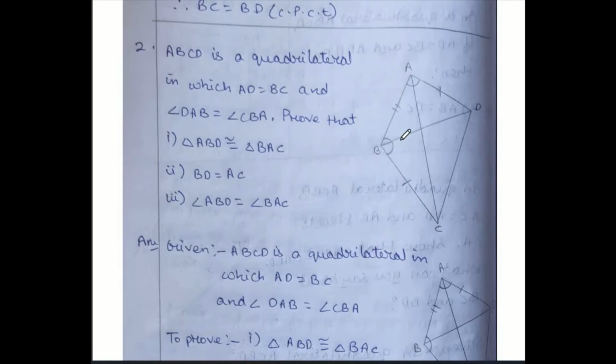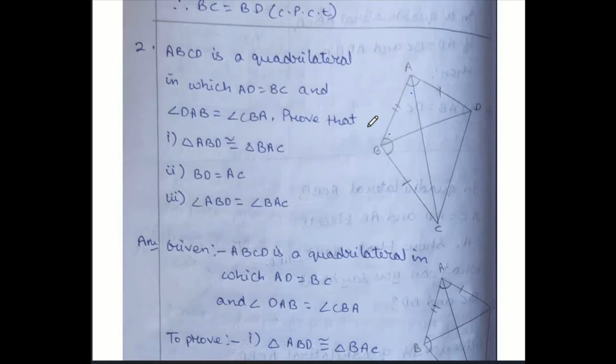Then second, you are going to prove BD and AC both are equal. And third, you are going to show angle ABD, this small angle, and angle BAC, this small angle, both are equal. This one and this one, finally we are going to show they are equal.